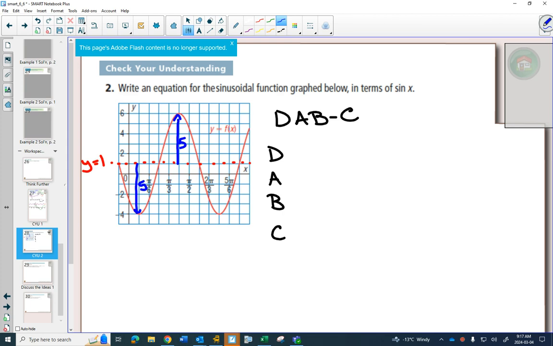And the nice thing about using that as a check for your center line, not only did you figure out that your d value was equal to -1, you also figured out your amplitude was 5.